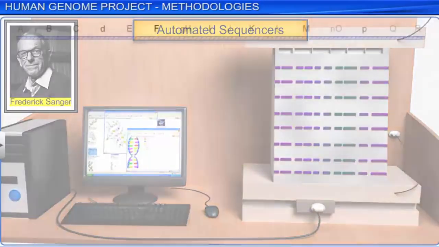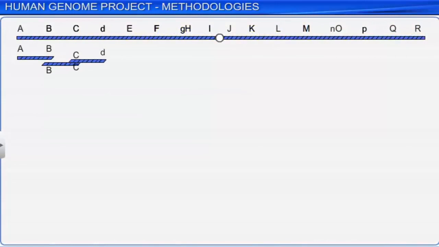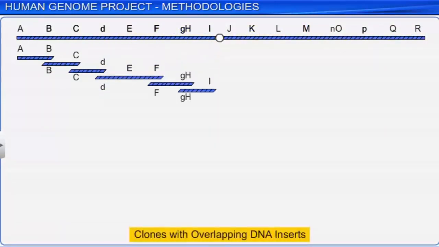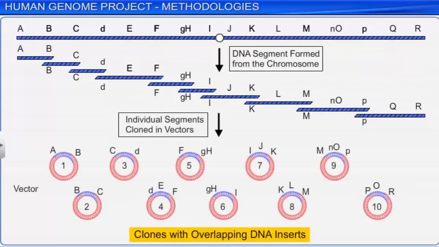As per Sanger's method, the cloned DNA sequences were arranged based on the overlapping regions present. For this, overlapping segments were generated. However, aligning this was not an easy task.